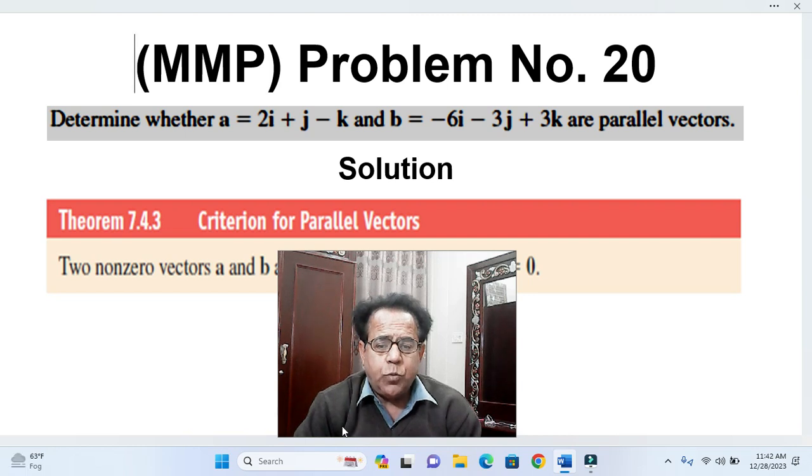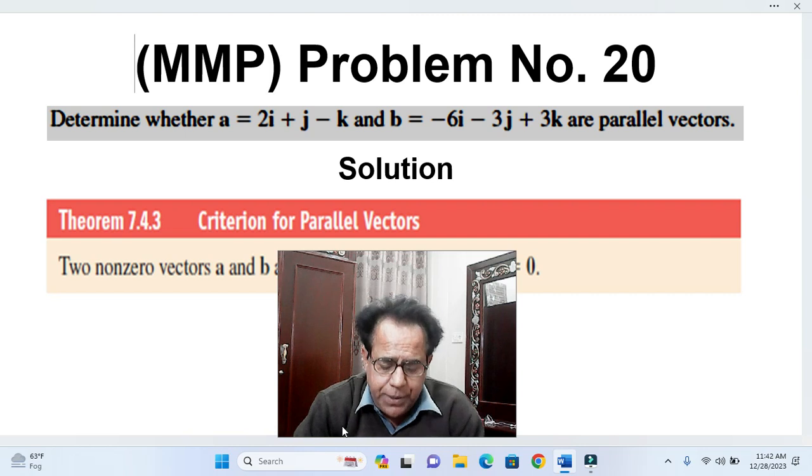Problem number 20. Mathematical methods in physics. The problem has been taken from the book Advanced Engineering Mathematics by Dennis G. Zill. As usual, we first come to its statement.